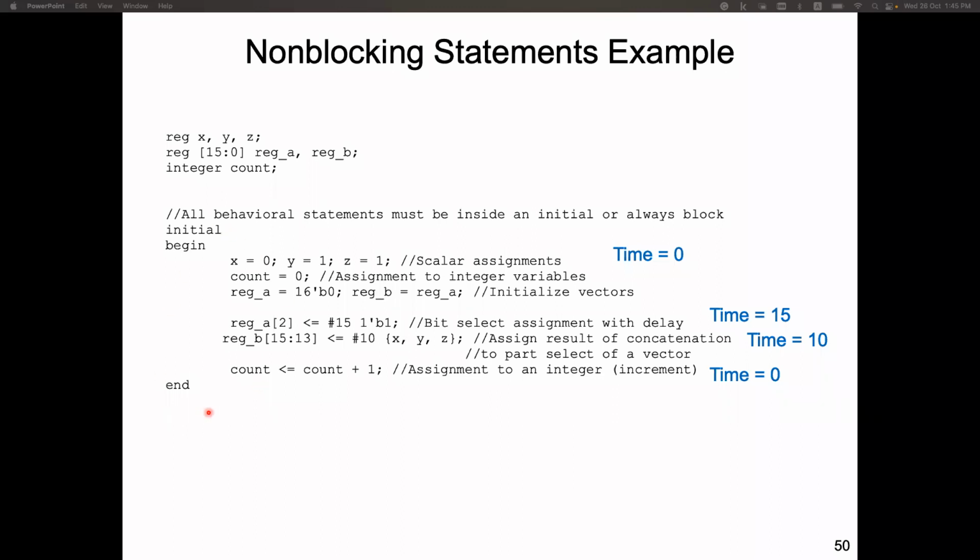So in this example, we mixed blocking assignments in the first 3 lines and non-blocking assignments in the last 3 lines to illustrate the behavior. However, this is not recommended. It is recommended that blocking and non-blocking assignments should not be mixed in the same initial or always block.